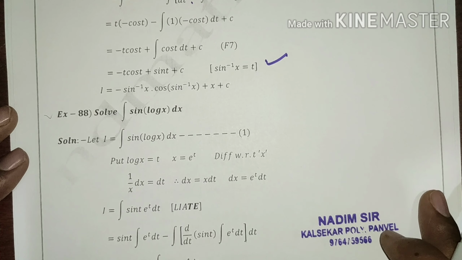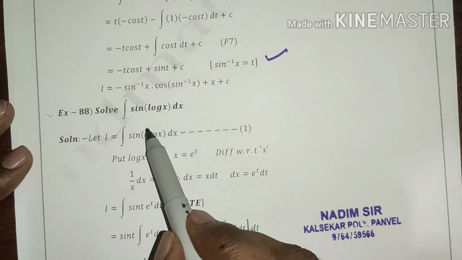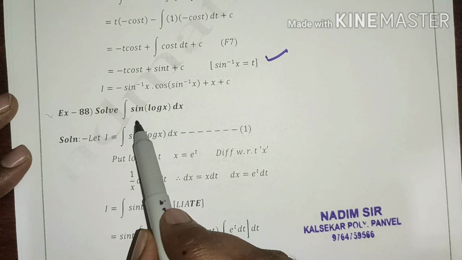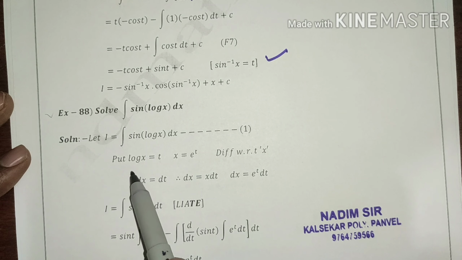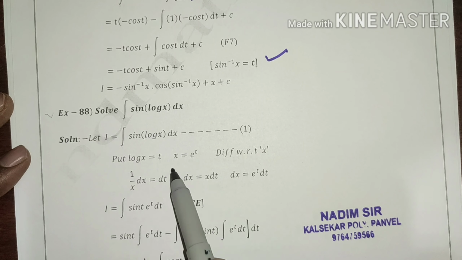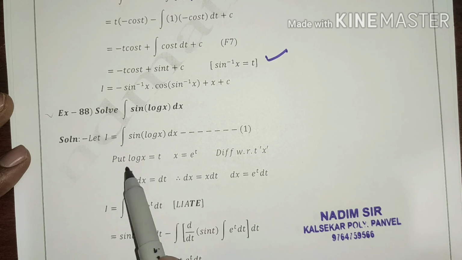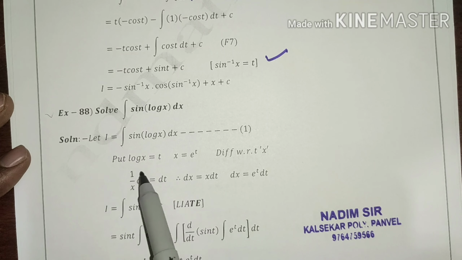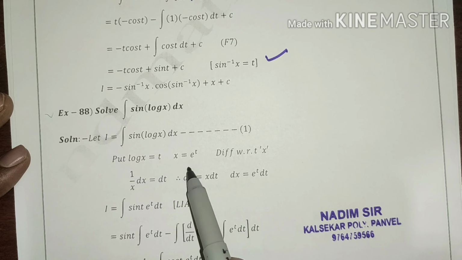See example number 88. Integration of sin(log x) dx. So this is a composite function. We put log x equal to t, therefore x equal to e raised to t. This is our formula. We take the exponential on both sides, so we get x equal to e raised to t.